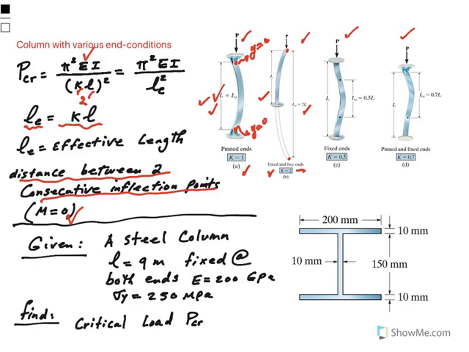Okay, so you can always make a comparison with respect to the pin, which is the one that we did the derivation for. Okay, let's keep going. What happens if you have both ends fixed, which would be this case? In that case, the effective length becomes half of the L, or K becomes 0.5. So you see the two inflection points right there.